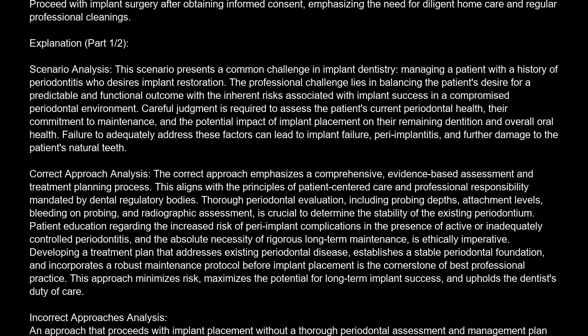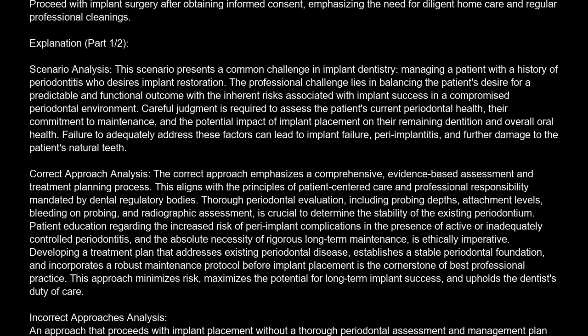who desires implant restoration. The professional challenge lies in balancing the patient's desire for a predictable and functional outcome with the inherent risks associated with implant success in a compromised periodontal environment. Careful judgment is required to assess the patient's current periodontal health, their commitment to maintenance, and the potential impact of implant placement on their remaining dentition and overall oral health. Failure to adequately address these factors can lead to implant failure, peri-implantitis, and further damage to the patient's natural teeth.